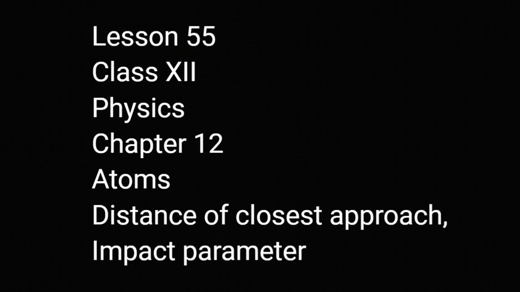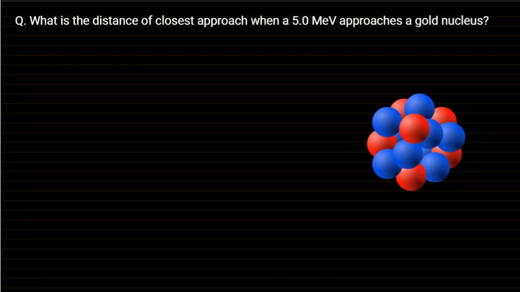In this lesson we'll discuss distance of closest approach and impact parameter. So consider you have a nucleus of an atom. The nucleus contains protons and it contains neutrons. Neutrons are negatively charged whereas protons are positively charged. Now only protons are the charged particles inside the nucleus, therefore the overall charge of this nucleus will be positive.